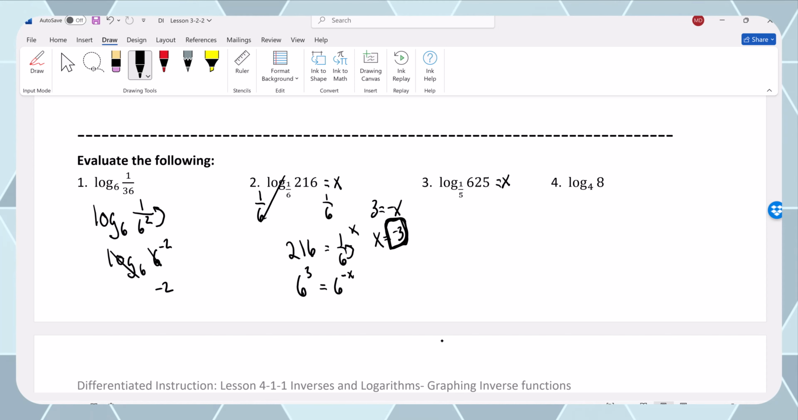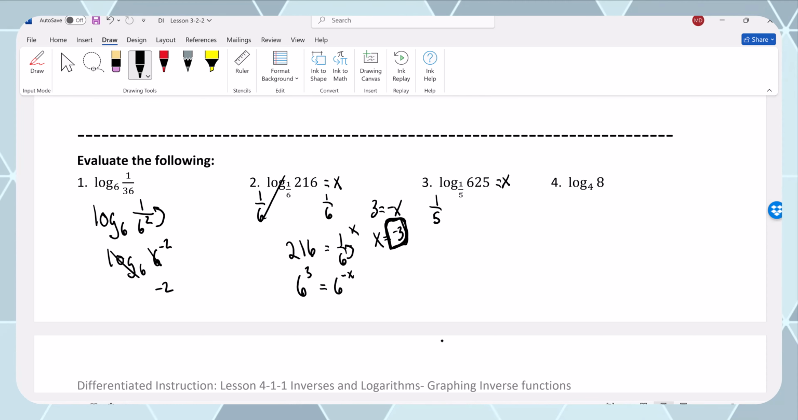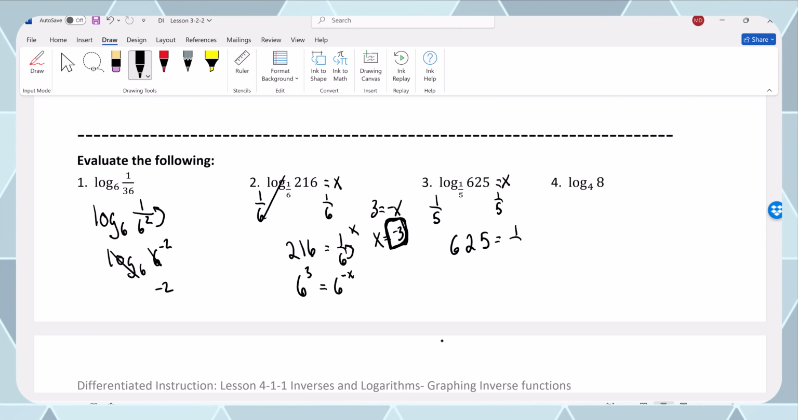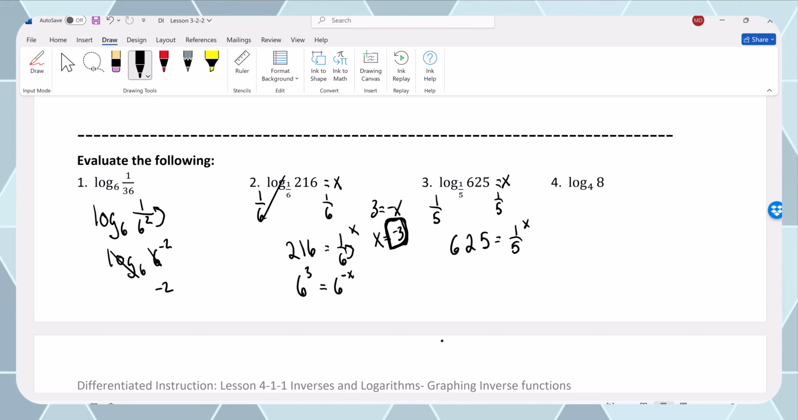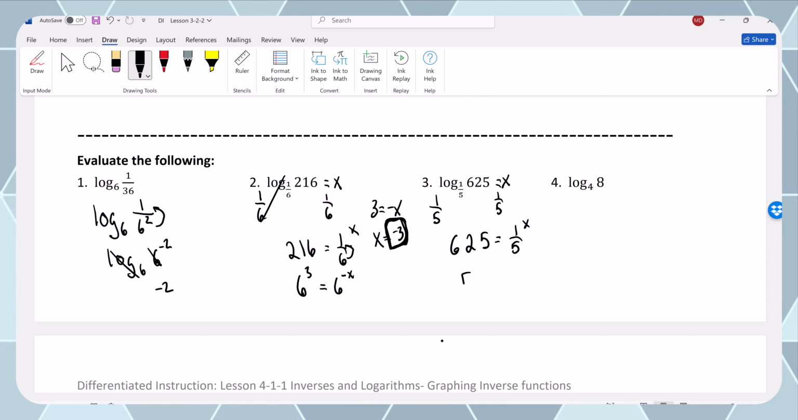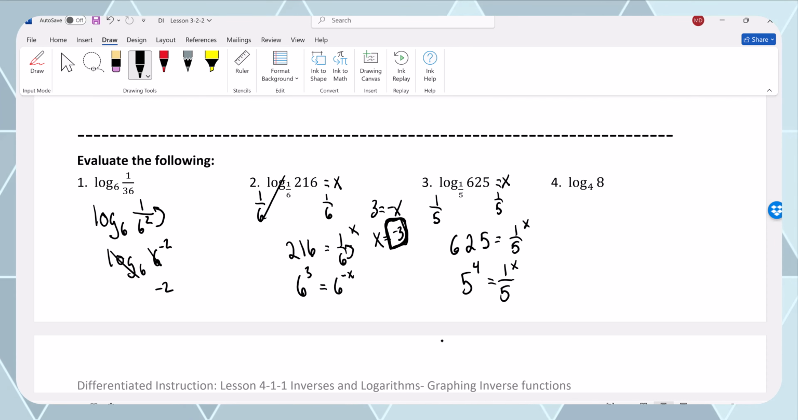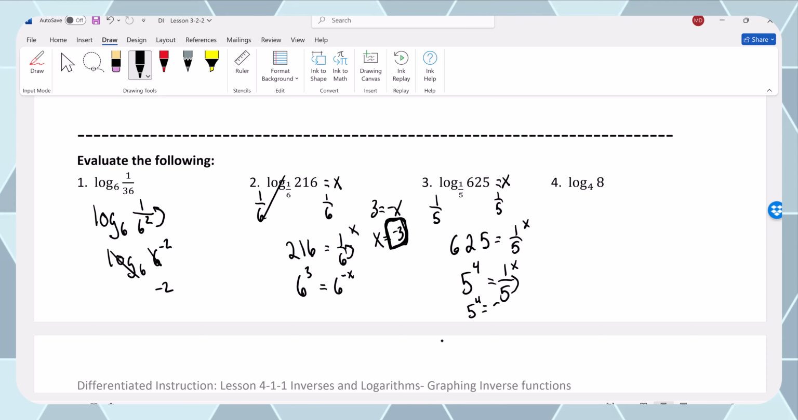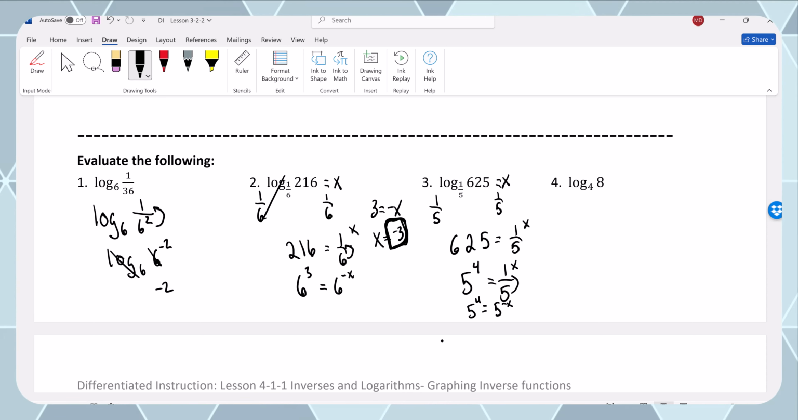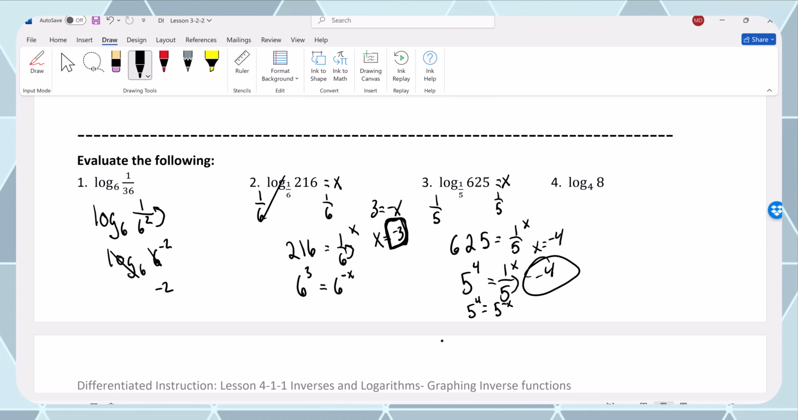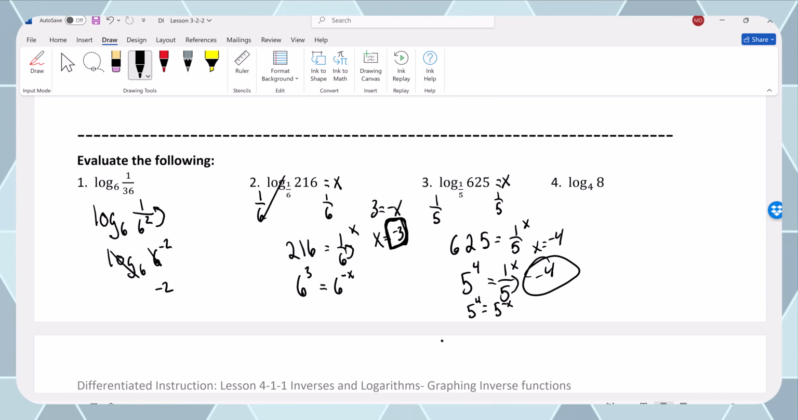Do the same thing here. So 625 is the same as 5 to the 4th. I can move that up to the top, so 5 to the 4th equals 5 to the negative x. And so x would equal negative 4, but we can't have it equal to x, so we just say negative 4. Log base 4 of 8.